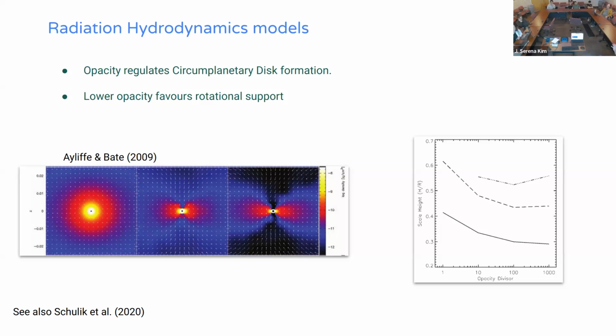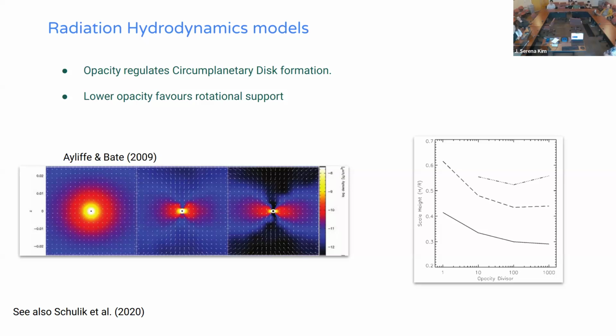And if your pressure support becomes very important, you will not form a circumplanetary disk, you will form a spherical envelope or an ellipsoidal envelope around your planet. So what sets that pressure support? Well, in this work, the approach was trying to understand that transition as a function of different parameters, like the mass of the planet and the opacity of the system, which is dominated by small grains at temperatures below 1,000 Kelvin.